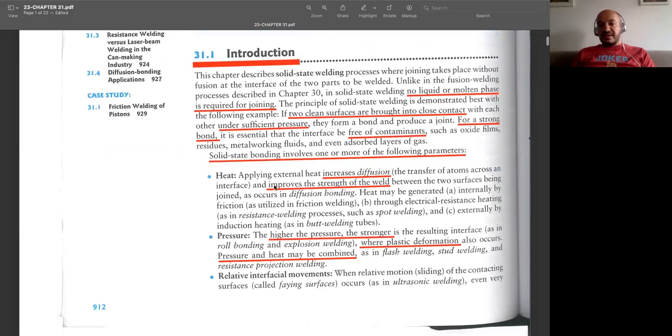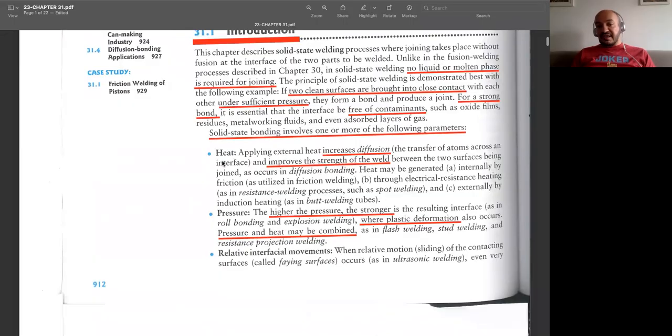So what kind of things do we have in solid state bonding? We may make use of heat, pressure, and some relative interfacial movements. You may have one of them, or two or three of them at the same time. It's up to the type of process you are using.